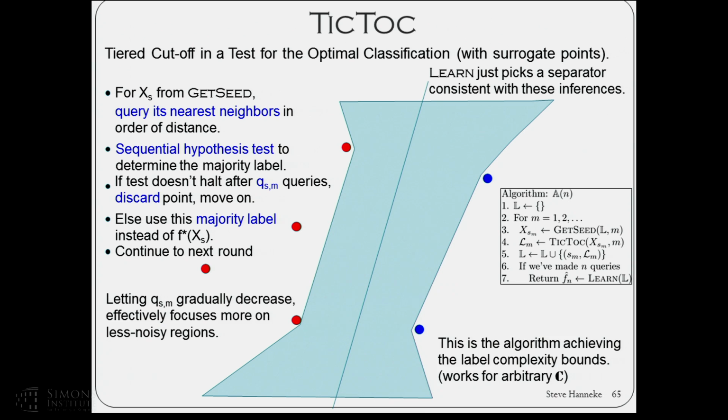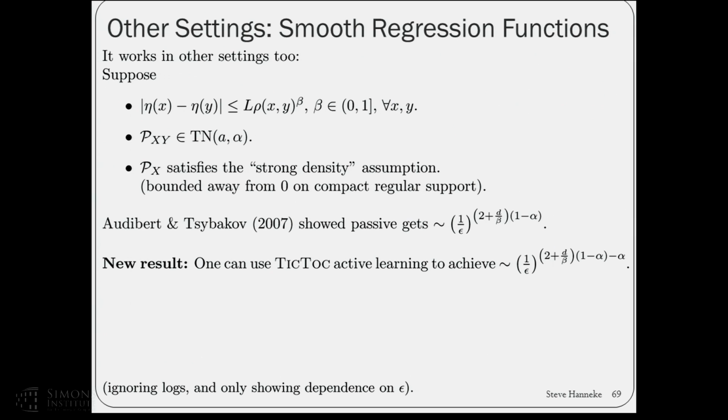I do have some results for other settings. That was all for VC classes, and you can look at larger classes under distribution assumptions, just like in passive learning. This one has been studied: if you have a smooth regression function in addition to Tsybakov noise, and you have the strong density assumption, like your densities are bounded away from 0 on a compact regular set. Passive learning gets something like this, and active learning again improves by multiplying by epsilon to the alpha, using this TicToc idea along with a nearest neighbor kind of strategy, a lot like what Sivan talked about earlier. I've also been playing around with some probabilistic Lipschitz settings, and you can use these ideas in those settings too.